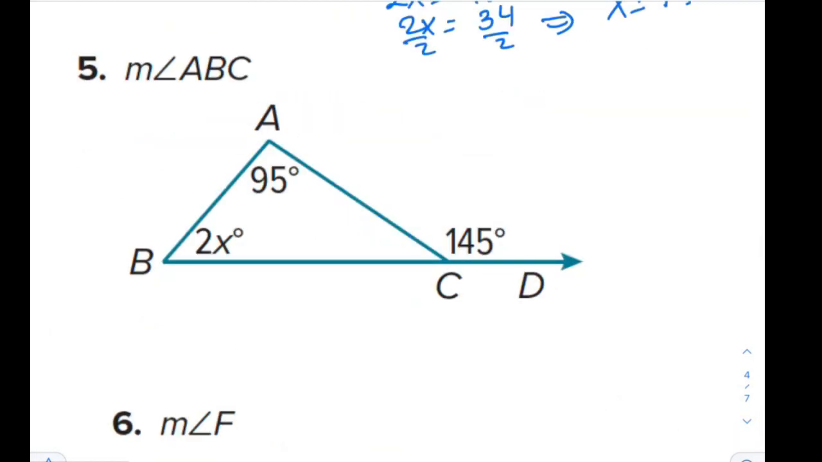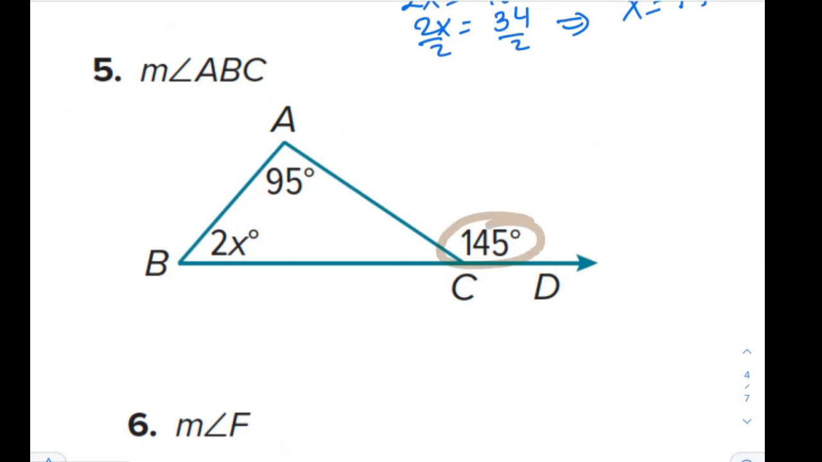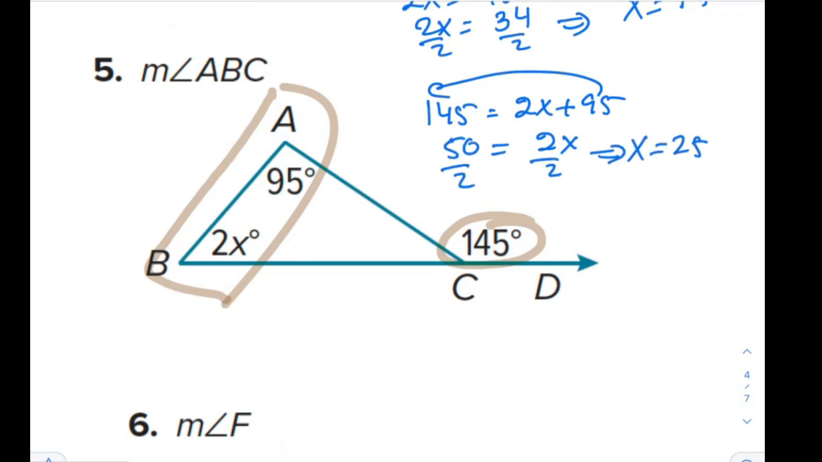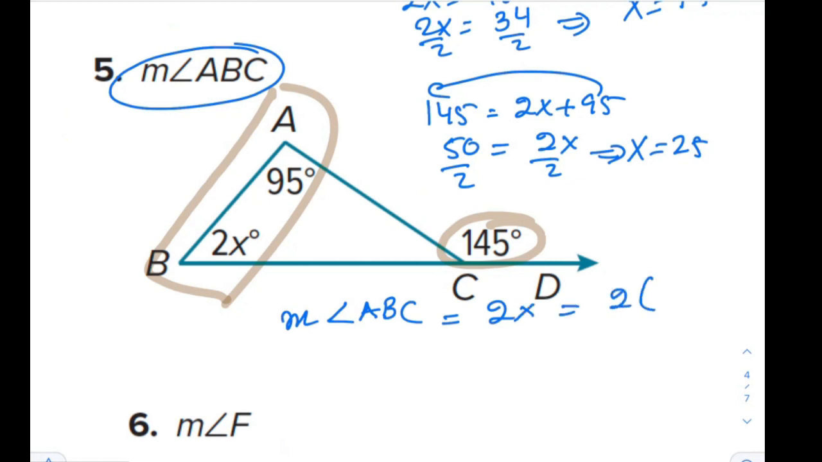Question 5, we have here an exterior angle. Exterior angle, as we said, is the sum of the remote ones, not the ones next to it. So the 145 is equal to 2x plus 95, and it's a simple equation that you can solve. So 2x is 145 minus 95, which is 50, divided by 2, x is 25. But you are asked to find measure of angle ABC, which is twice x, 2 times x, so we replace, which is 50 degrees.